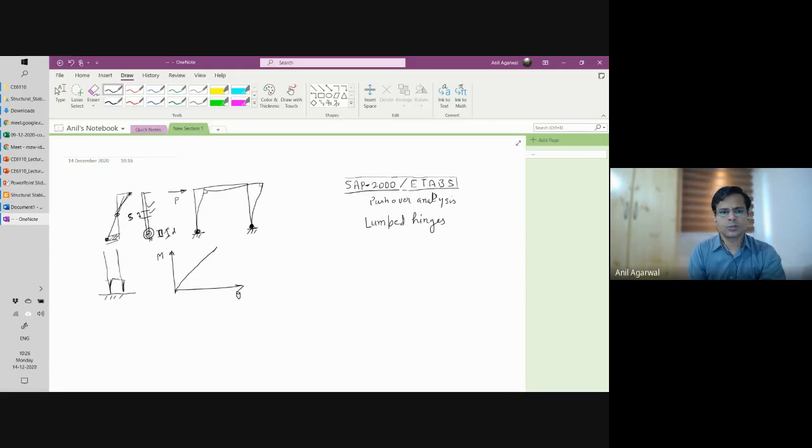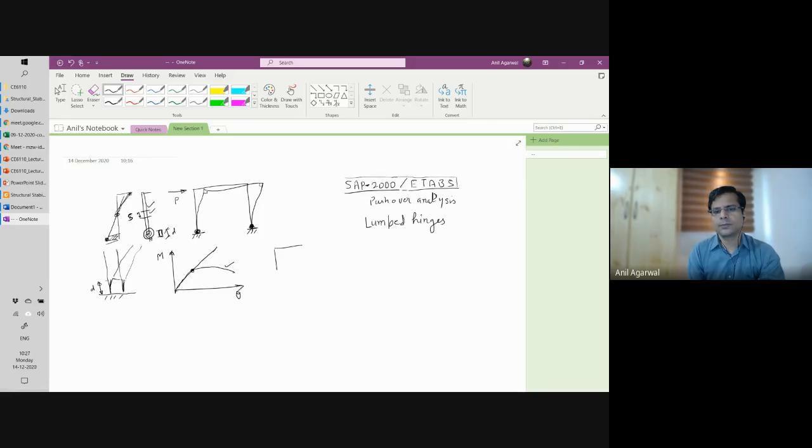Yeah. So this length was originally d, and then the rest of the cross section remains elastic. So for this portion, initially it will have the same stiffness, but at some point it will plasticize. Okay, and then it may start going down also. So such kind of curves are available for hinges.